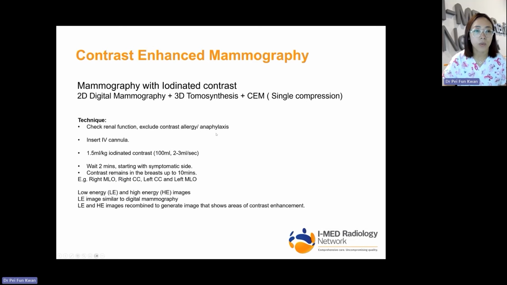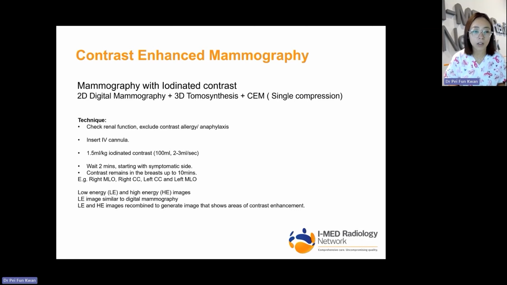So what we do with contrast-enhanced mammogram is we check the patient's renal function and make sure there's no contrast allergy or anaphylaxis, just like what we do with any CT staging when we give patients contrast. It's the same contrast, the same amount, and the same as what we do for CT staging scans, and it's the same for contrast enhanced mammogram.